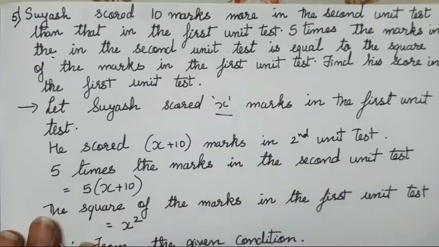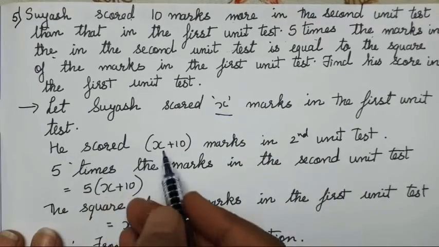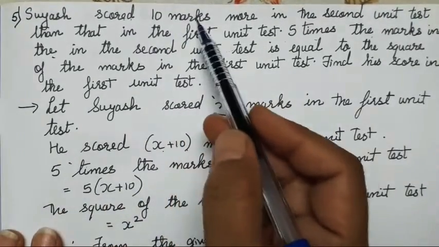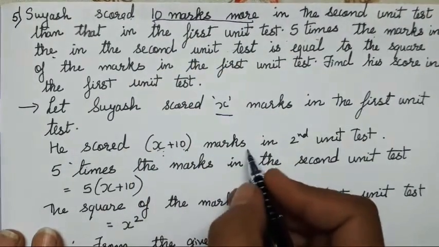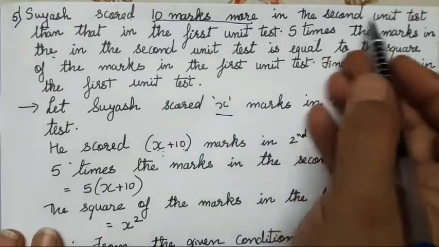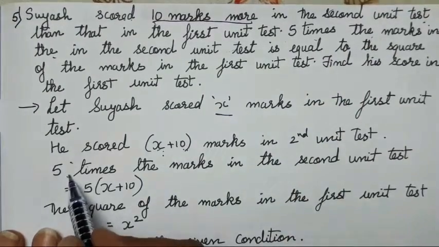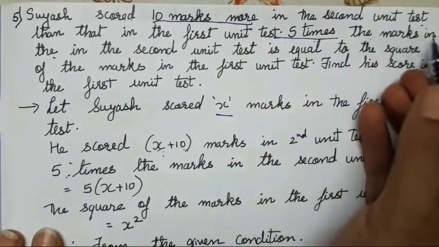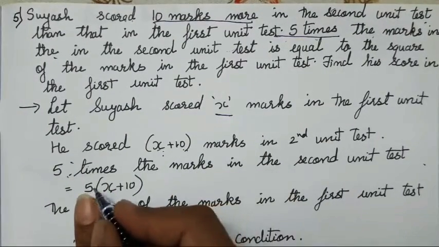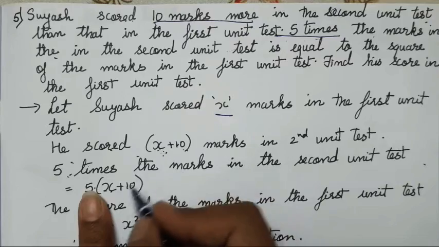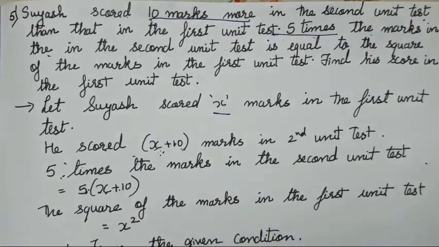So we have taken that as x marks. He scored x plus 10. x plus 10 means 10 marks more, right? First condition, 10 plus x, that is x plus 10, in the second unit test. Next he scored 5 times the marks in the second unit test. So it means 5 times more than this. What was the score? He has scored 5 times more than that.